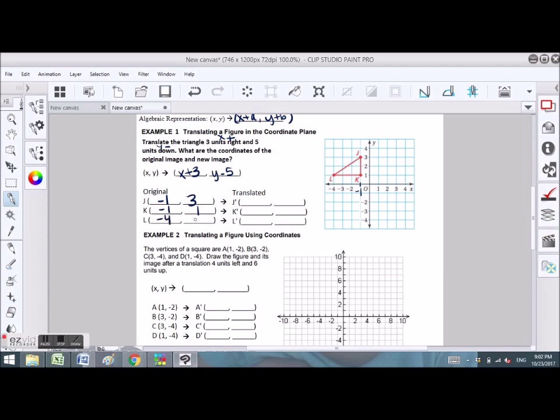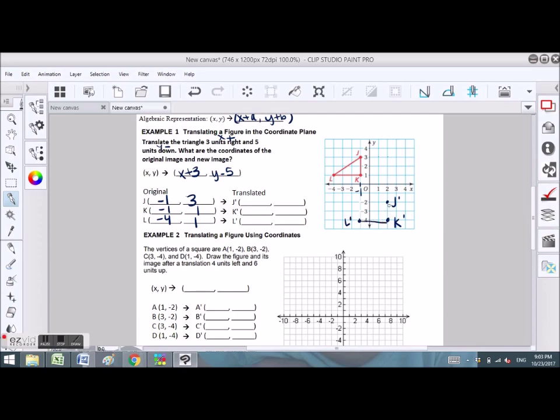So we're going to translate this triangle 3 units to the right and 5 units down. So starting with J, we go 3 to the right, 1, 2, 3, and then 5 units down, 1, 2, 3, 4, 5. So we can label this new point J prime because it's been moved. Same thing with K, 3 to the right, 5 down, 1, 2, 3, 1, 2, 3, 4, 5. K prime. And then L. 1, 2, 3, 1, 2, 3, 4, 5. L prime.